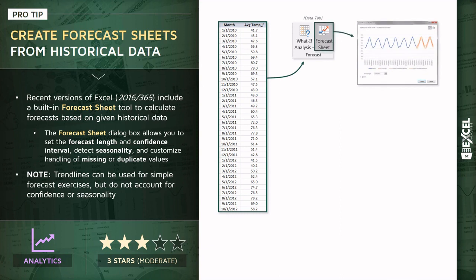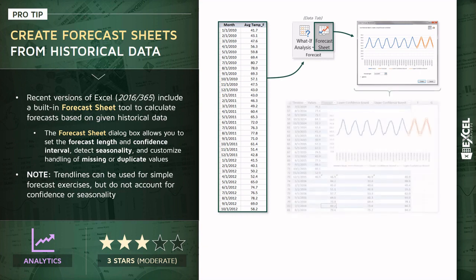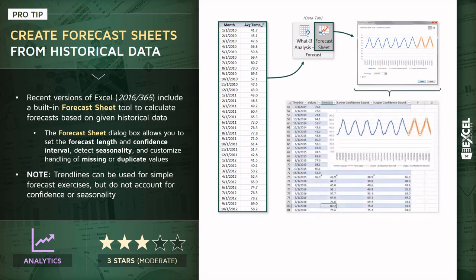And when we do that, we'll see a basic preview of the default forecast that Excel has produced, as well as options to customize things like the forecast length, the confidence interval, any seasonality, and also customize how to handle things like missing or duplicate values. And once you've configured those settings as you'd like, Excel will produce a sheet that looks something like this.